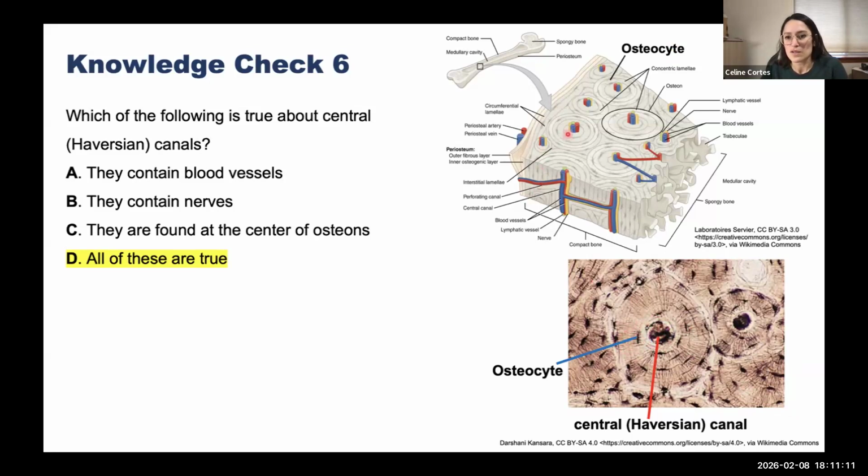Something else to note here is that, again, here's our osteon, a single unit. We have our concentric lamellae, and then this would be our periosteum towards the outside of the bone, and endosteum towards the inside of the bone. So this part's towards the medullary cavity.